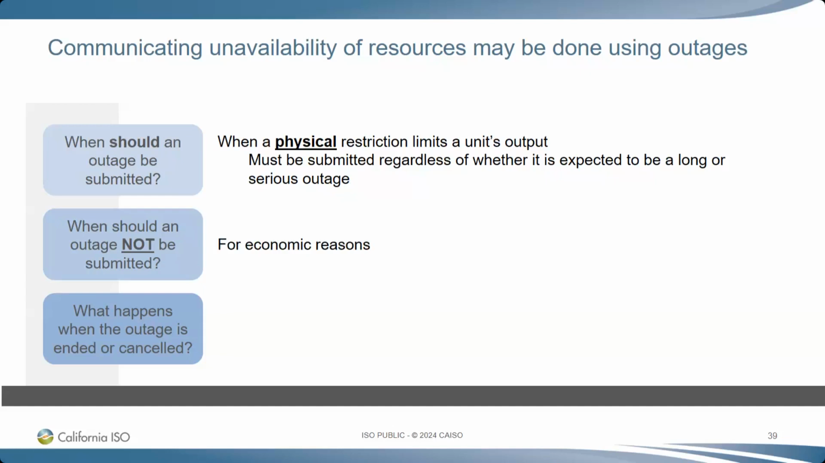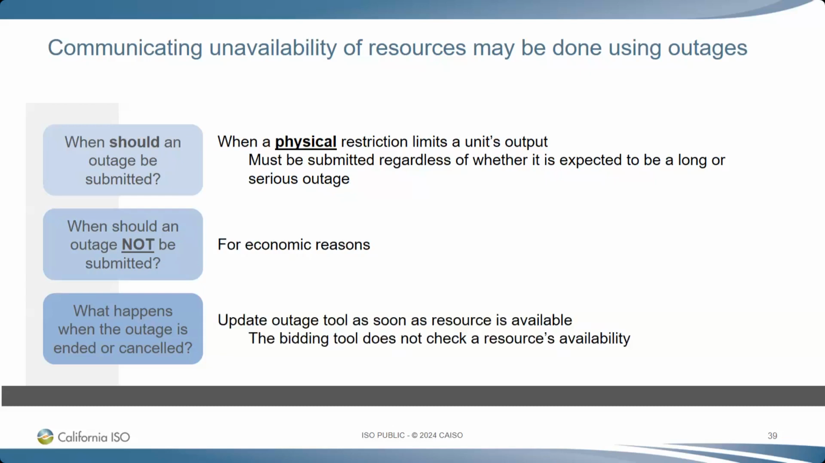Outages should not be put in for economic reasons. If you just feel like not running your resource because you don't feel like you're going to make enough money on that, that is not a reason for putting in an outage card. And once that outage is done, in order for the market and the gen dispatcher to be able to see that the resource is available, you're going to want to make sure that you fix that outage card, take it out as soon as it's available, because the bidding tool is not going to check the resource's availability. So you want to make sure that that is out there.